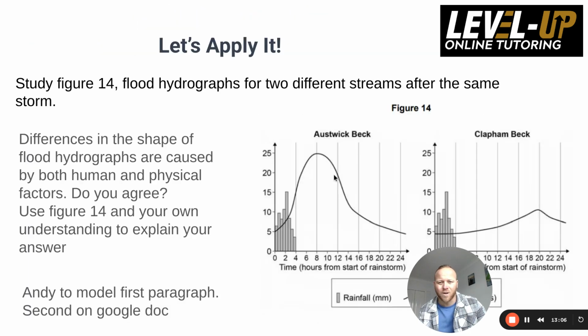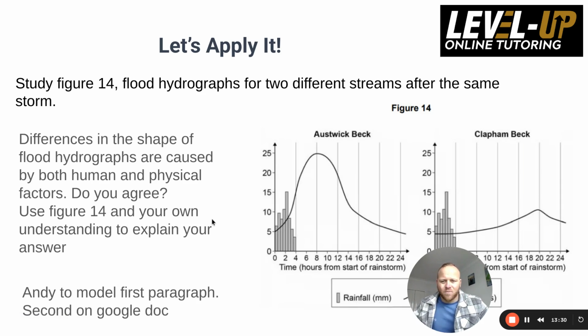And just to show you what a question might look like here, study figure 14, flood hydrographs for 2 different streams after the same storm. Differences in the shape of flood hydrographs are caused by both human and physical factors. Do you agree? Use figure 14 and your own understanding to explain your answer.